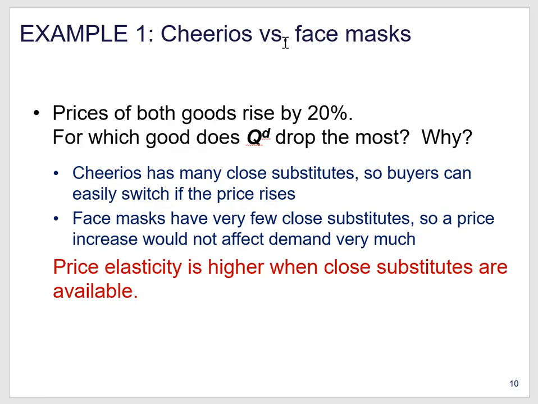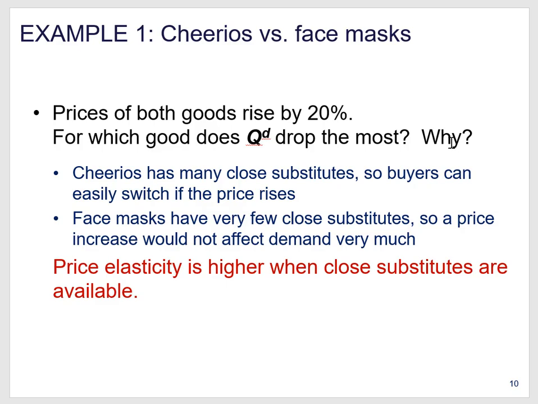Cheerios versus face masks. Cheerios are cereal products, and face masks obviously in general. Let's assume that the price of both goods rises by 20%. For which good does quantity demanded drop the most and why? So let's answer this question.